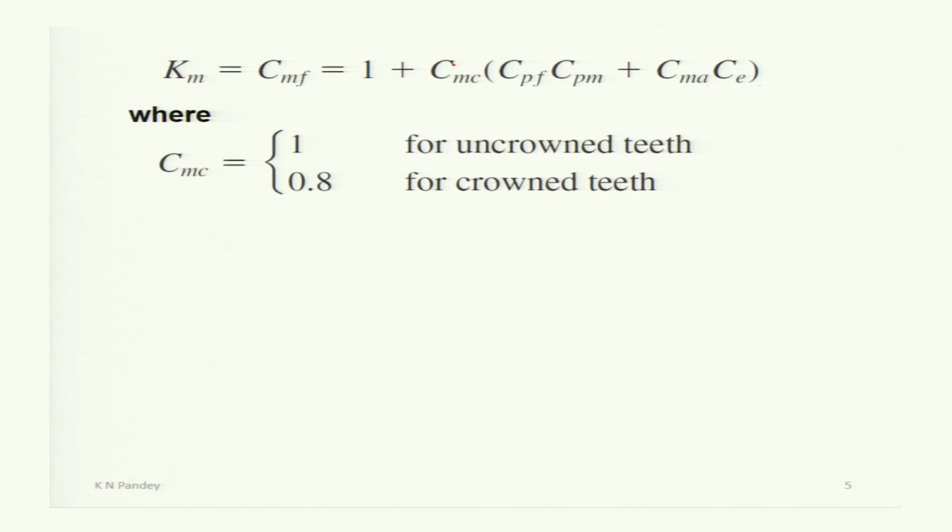The CMC is given by 1 for uncrowned teeth. Uncrowned teeth means the top land is a flat. Now if it is not flat, it is curved like this, then it is called the crowned. So for crowned teeth this CMC is 0.8, for uncrowned it is 1.